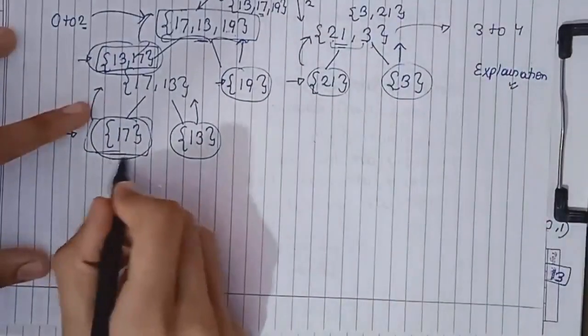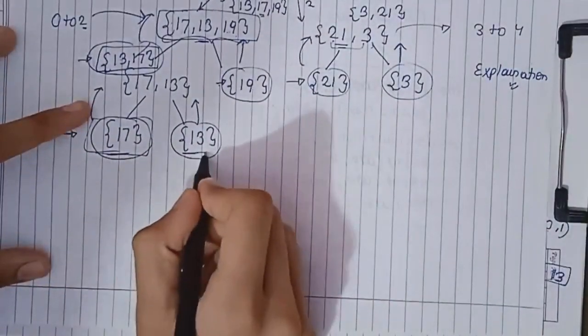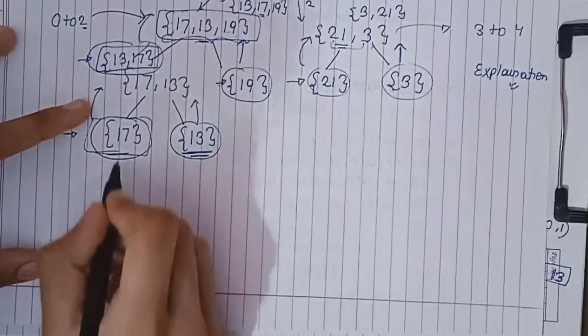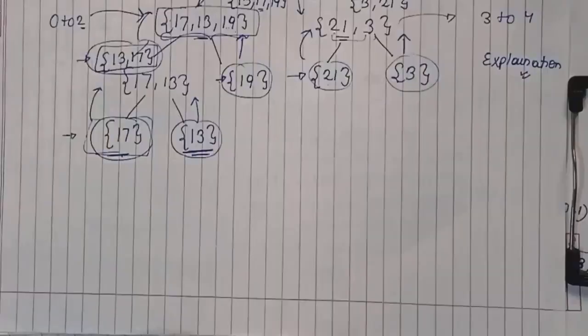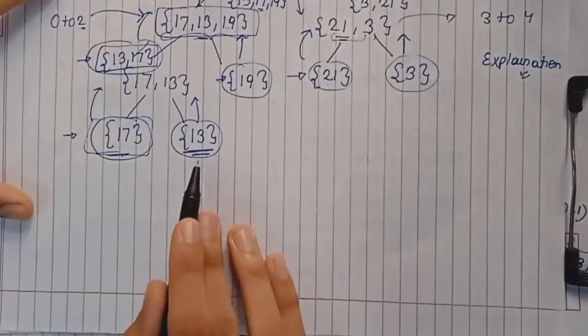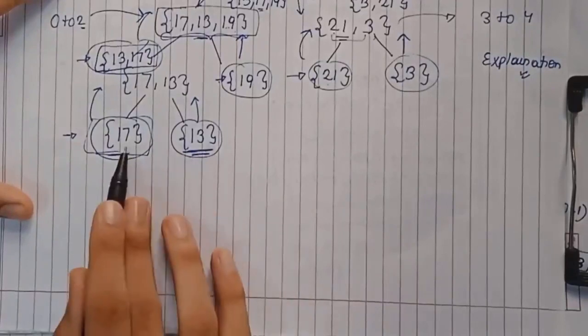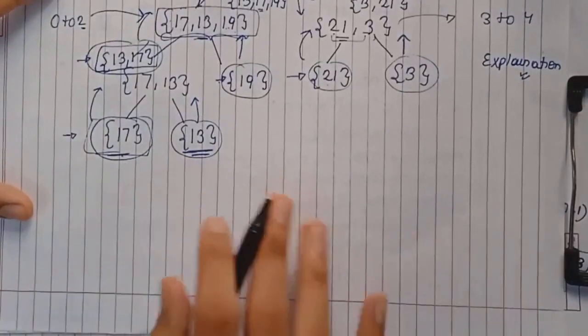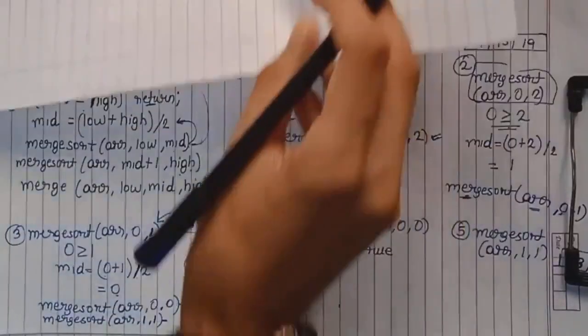So now you must note that earlier we were at 17 and now we have also divided the array. We have also got 13 as our array. So now till this step we have got 13 and 17 as our two sorted arrays. So let's see what is the next step.